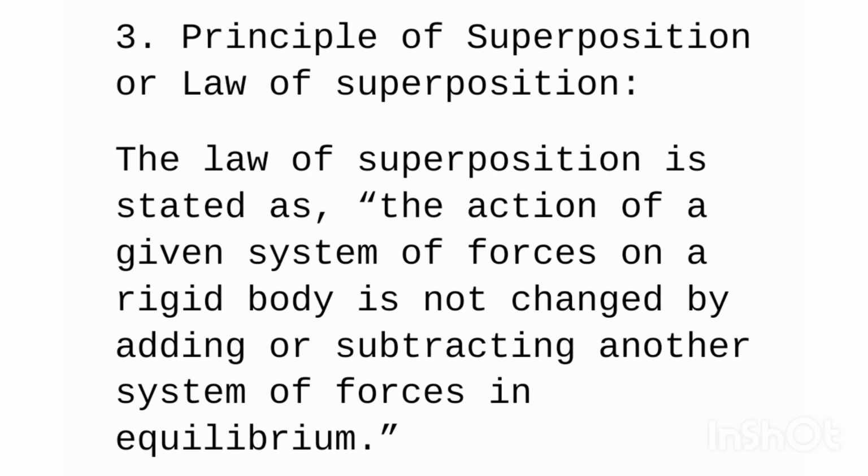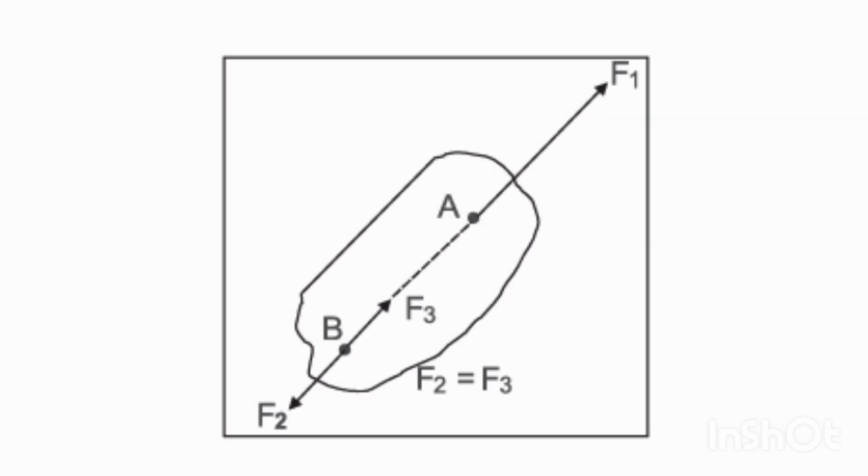Look at this figure. This is a body. At point B, a force F2 is acting in the outward direction. At point A, another force F1 is acting in the outward direction. Now to balance this force F2 at point B, a force F3 is acting inside the body, and F3 is equal to F2, that is, equal in magnitude and opposite in direction, and they are collinear. So obviously F3 and F2 are establishing equilibrium at point B.